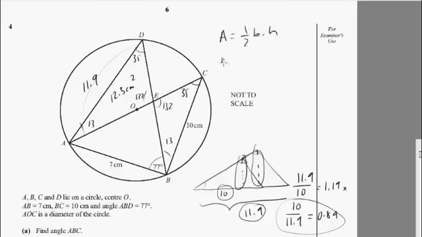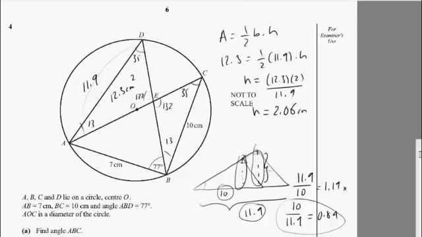So the big triangle's area, half base times height, we were given as 12.3. We have the base in the question, 11.9. So we can calculate the height of the big triangle first. That means that the height of the bigger triangle is 2.06 centimeters. So this one here is 2.06.